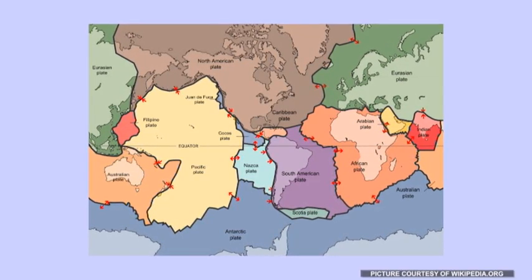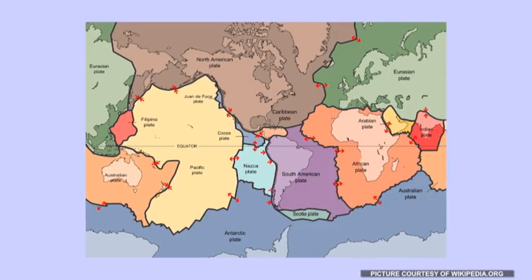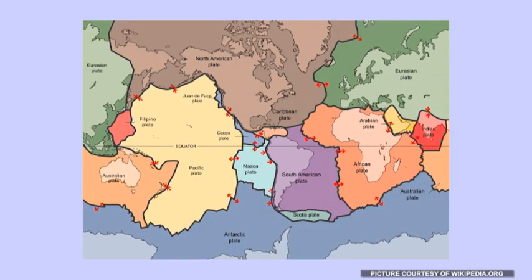These plates are moving constantly in varying directions relative to one another. The 7 major plates are the North American, South American, Eurasian, African, Indo-Australian, Antarctic, and the Pacific plates. These are called major plates because they are the largest in the world.